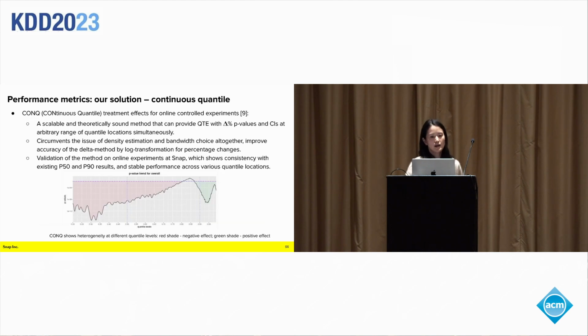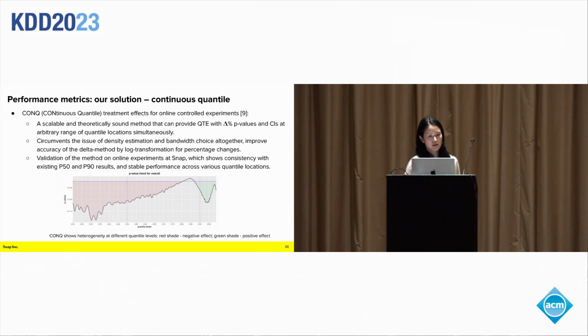So in this work, we proposed a method called CONC, or continuous quantile treatment effects, to measure performance metrics in online controlled experiments. This is a scalable and theoretically sound method that can provide QTE with percentage delta, p-values, and confidence intervals at an arbitrary range of quantile locations simultaneously.